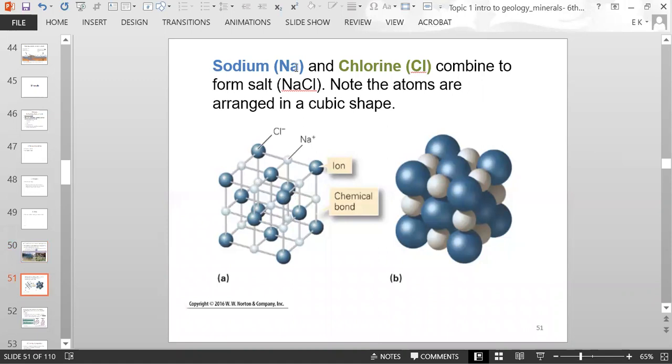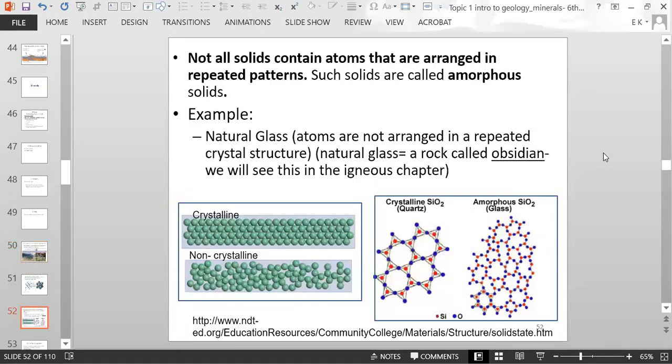So here you have sodium and chlorine atoms, and they combine to form salt, and they form in a cubic shape, and it repeats over and over and over. So that's what it means in terms of the crystal structure or the atomic arrangement.